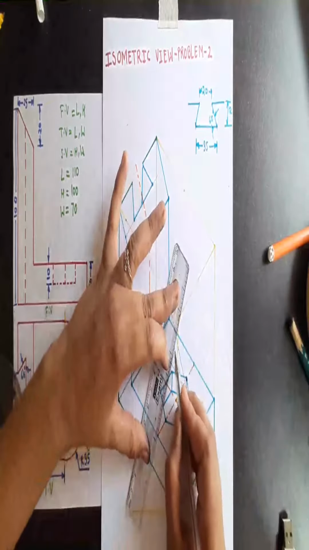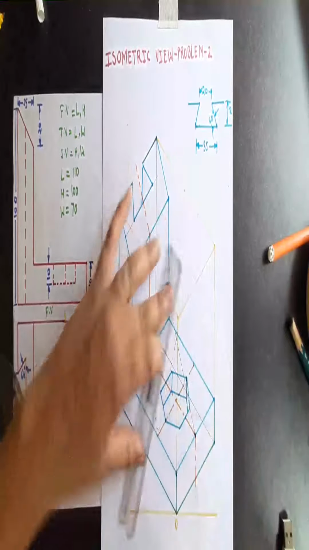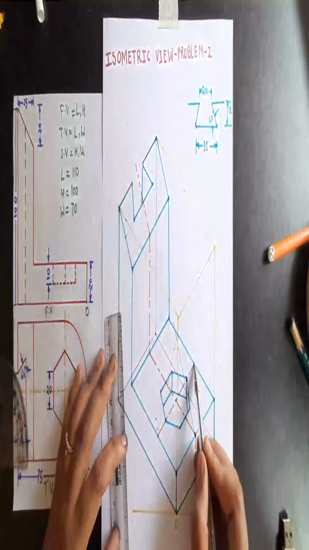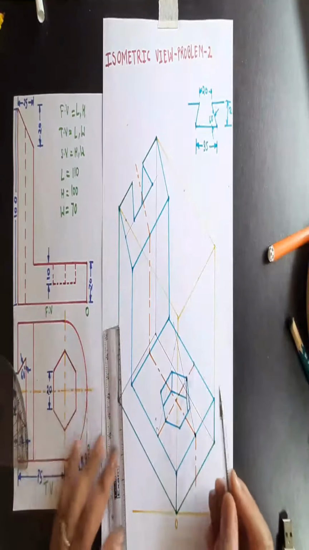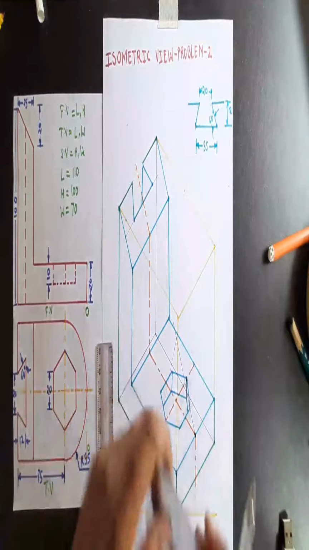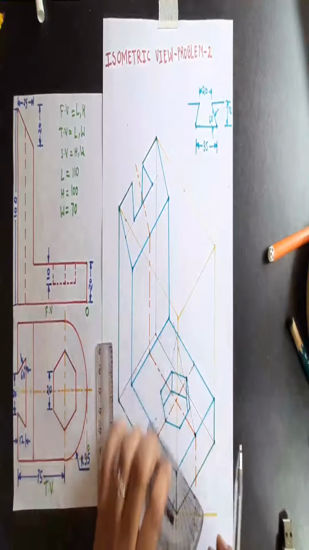I'm extending this one so that I'll get the intersection point. Also similarly, from this third point, draw the actual perpendicular to this one.